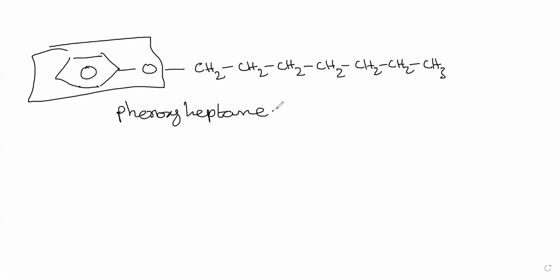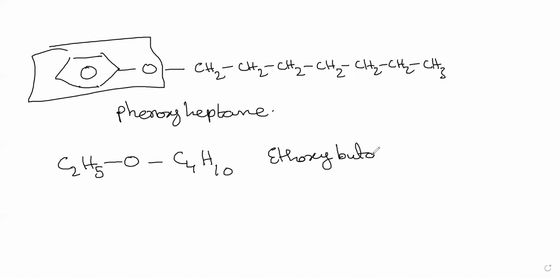And now the next one is C2H5O C4H10. So this one is ethoxy butane. So like this we can give the names of ethers. Okay.